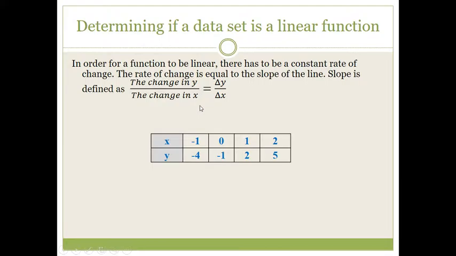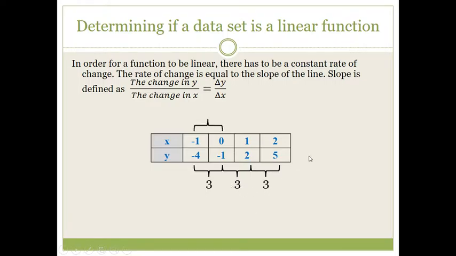So here I want you to take a look at this table and decide, does this table represent a linear function? Remember, for it to be a linear function, we have to have a constant rate of change. So that means for each equal increase in x, there has to be an equal increase or decrease in y. So for example, notice that the change in y going from -4 to -1 is 3. Going from -1 to -2 is also 3. And going from 2 to 5 is also a change of 3. So in each interval here, we had a constant change of 3.